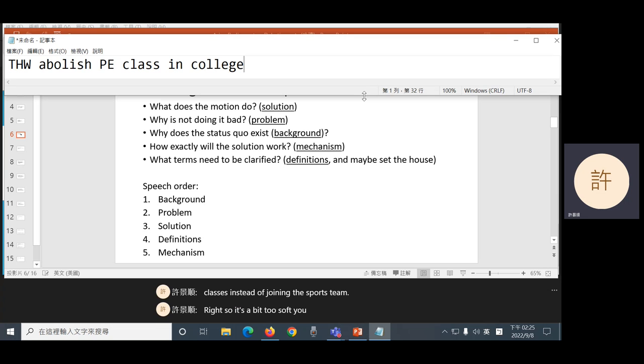In your mind, you still support PE classes. You're just forced to say that it's a bad idea because I told you to. Right, the principle is not very consistent. But it's a good first try. It's relatively complete. Most of the things are there. Good. Second group.